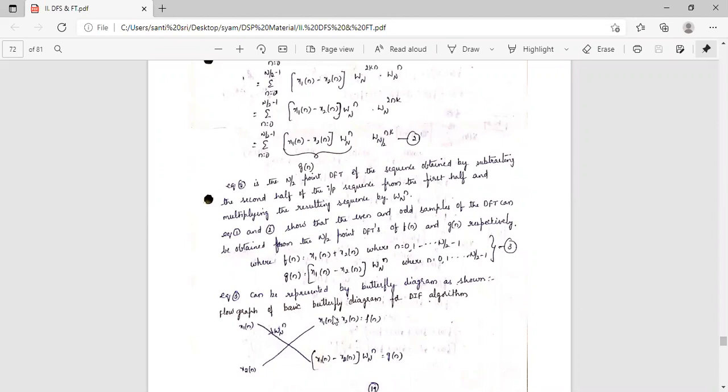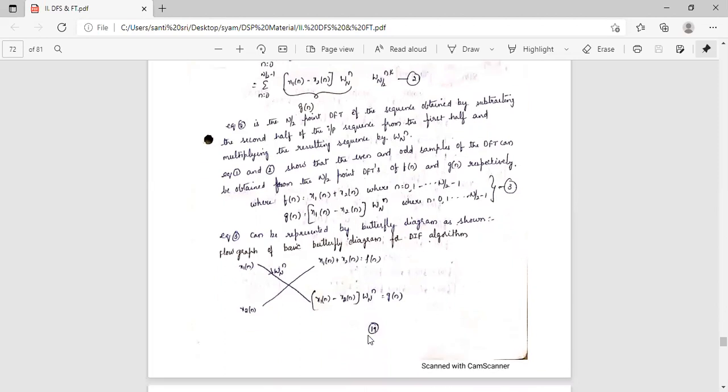So first of all, we will get f of n, that is x1 of n plus x2 of n, and we will get g of n at here. What is g of n? x1 of n minus x2 of n whole into W_N power n, whereas f of n is x1 of n plus x2 of n only.